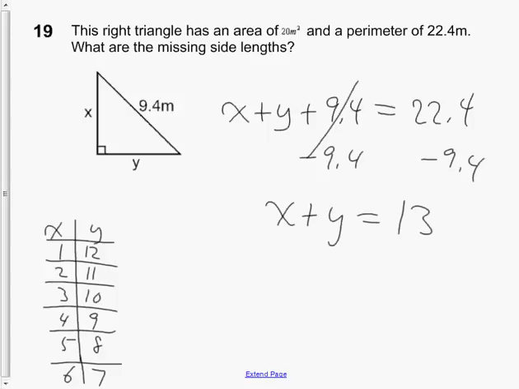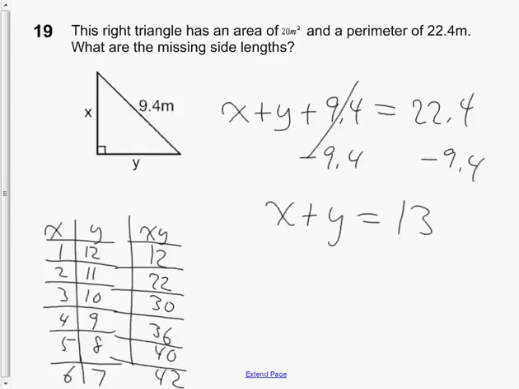But only one of them, if I was to take x times y, only one of them, sorry, that's not 13, that's 22. So the product of x and y, or x times y, those are what all x times y would equal. So if 1 times 12 is 12, 2 times 11 is 22. So we know that x times y is all of those numbers.